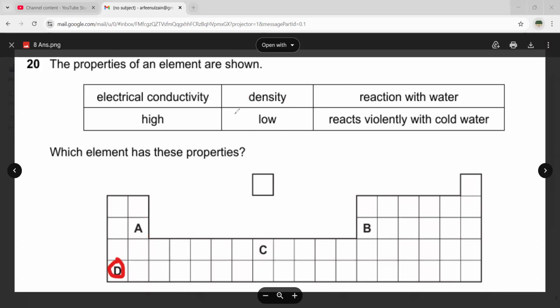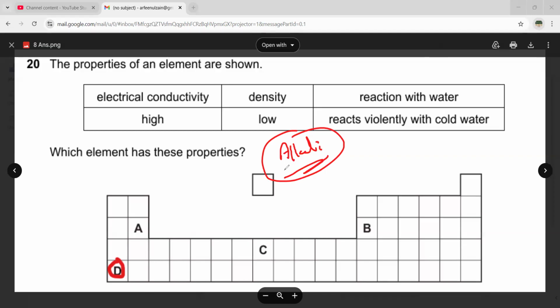If you learn the characteristics of alkali metals, what are the characteristics of the alkali metals? They have low density. C cannot be because C is a transition element. Same thing for alkaline earth metals, they also have a high density. The reaction with water is a violent reaction with cold water, reacting very fast. So this matches the description of the alkali metals.